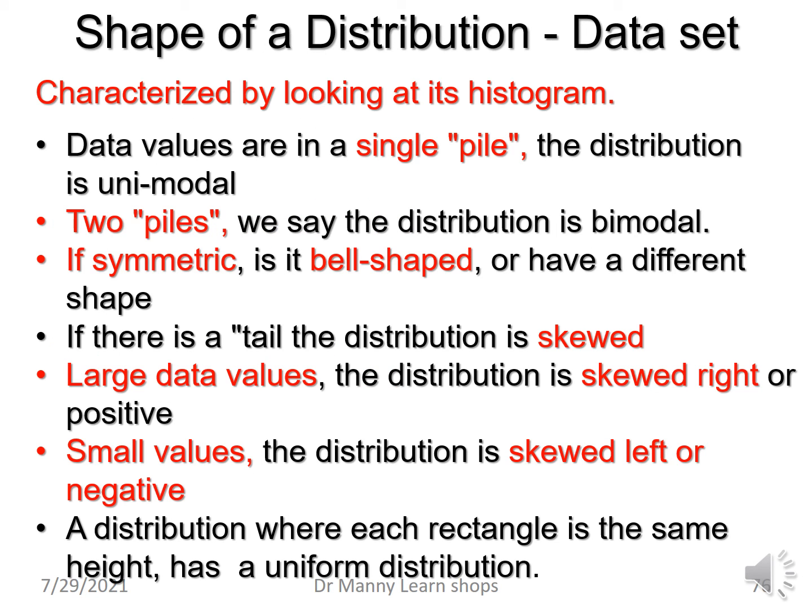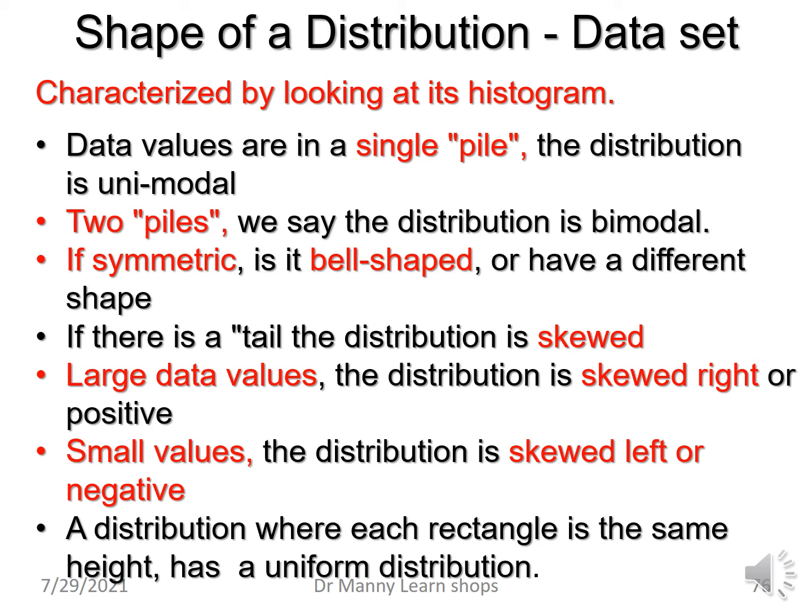Let's see what we mean by shape of distribution, or the shape of a distribution data set. And this is typically characterized by looking at its histogram. Data values can be in a single pile, which is called unimodal. Two piles, bimodal. If it's symmetrical, it's bell-shaped, or it has a different shape. If there's a tail in the distribution, it's skewed. Large data values, the distribution is skewed right, or it can be positive. Small values, the distribution is skewed left or negative.